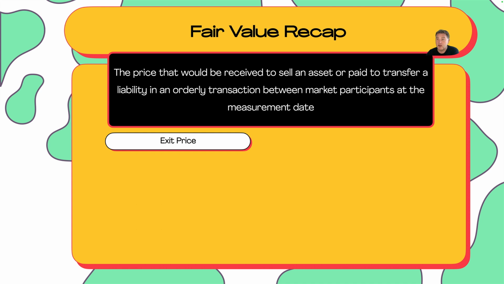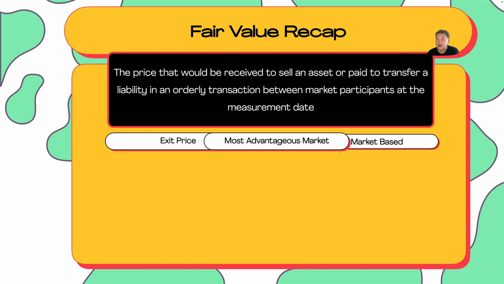So the whole idea is, don't worry about this at the moment, but it's an exit price, not an entry price. If there's more than one market, you choose the principal or the most advantageous market. And you'll notice that I'm using the word market a lot because it's a market-based value, ideally.